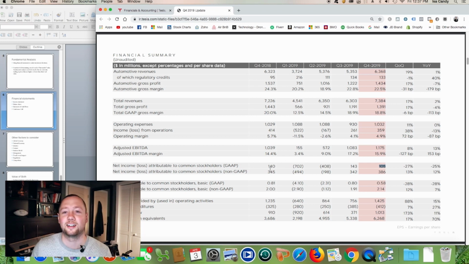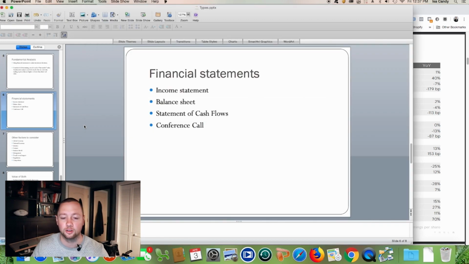Now, what fundamental analysis is, is taking all of this information that we can gather from the financial statements and comparing it against other companies to see which one is the most valuable or which one is the most underpriced compared to their actual stock value. So that's the financial statements.